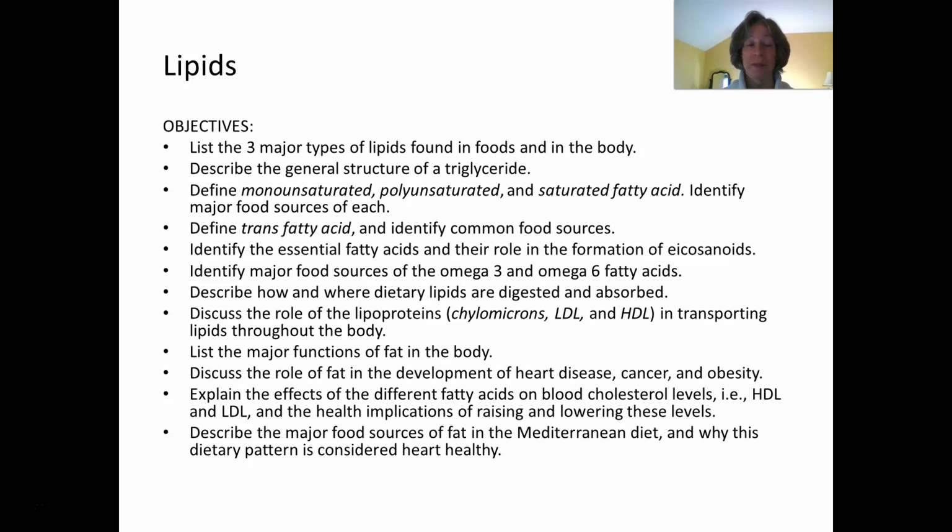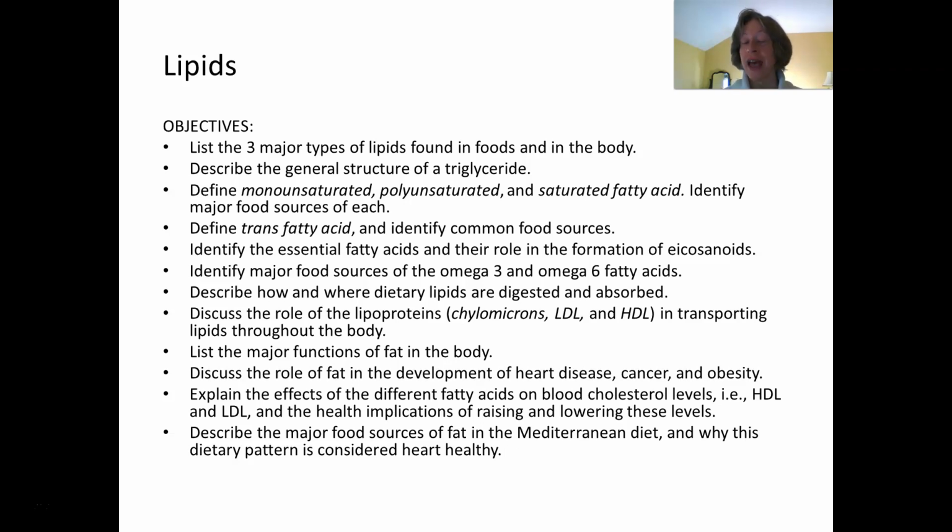So for digestion, I want you to be able to, again, describe how and where the dietary lipids or fats are digested and absorbed. So where does fat digestion begin? And what's different about the absorption of fats compared to carbohydrates and proteins? One of the differences is that they need to get transported after digestion and absorption. Fats and lipids, triglycerides and cholesterol in your diet, need to get incorporated into lipoproteins, which are fat-carrying particles, to get transported throughout your body.